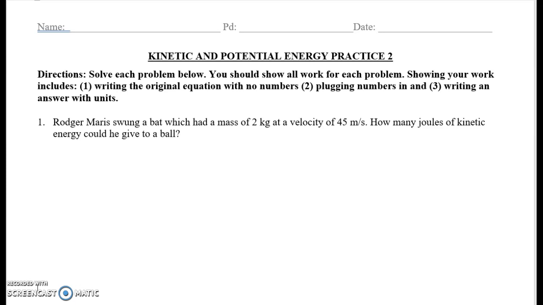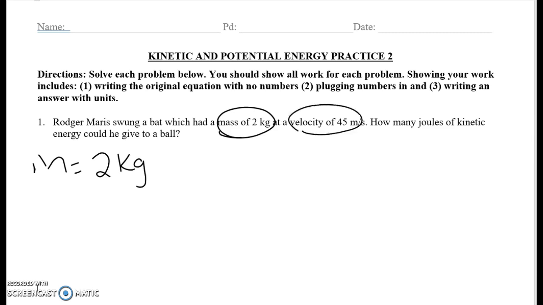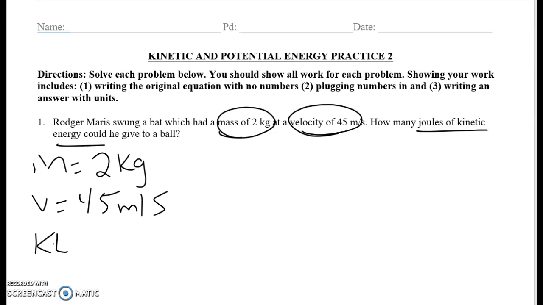So the first thing that I'm going to do is write down all my knowns that are given in the problem. So the mass is 2 kilograms. It has a velocity of 45 meters per second. And how many joules of kinetic energy? So I'm solving for kinetic energy. That's my unknown, and it's measured in joules.